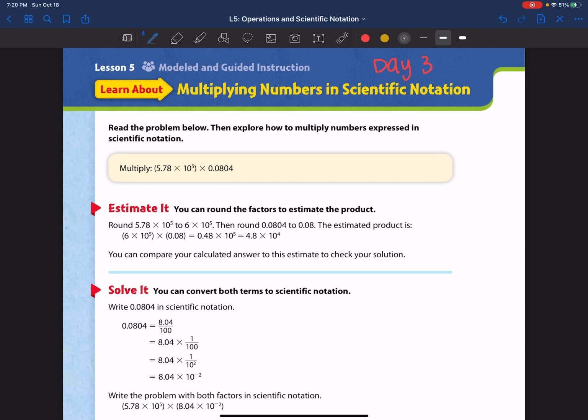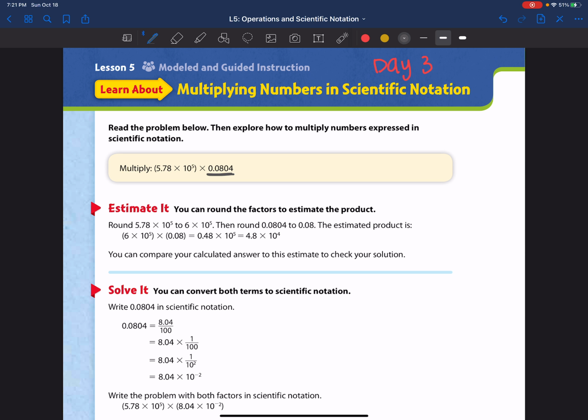Day 2, multiplying numbers in scientific notation. So they want us to multiply 5.78 times 10 to the fifth power multiplied by 0.0804. So again, like we've been doing, we're going to go ahead and change the factor that's written in standard form into scientific notation. So we'll go ahead and do that.